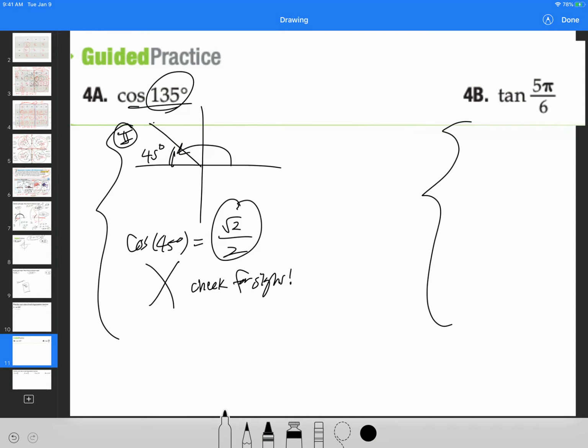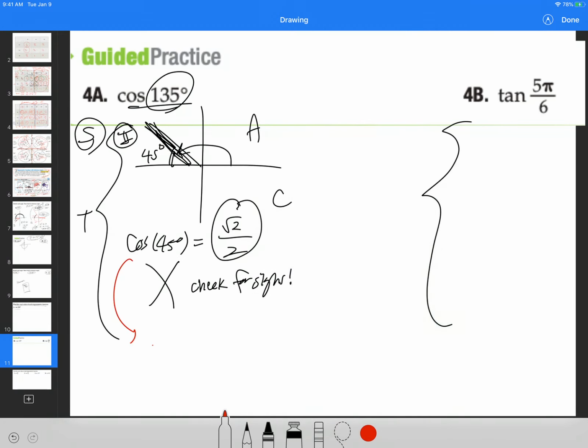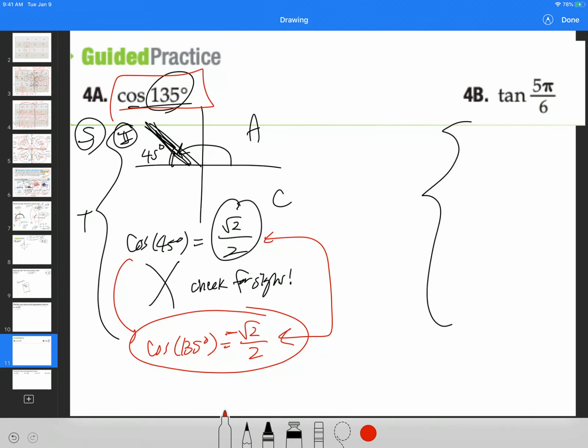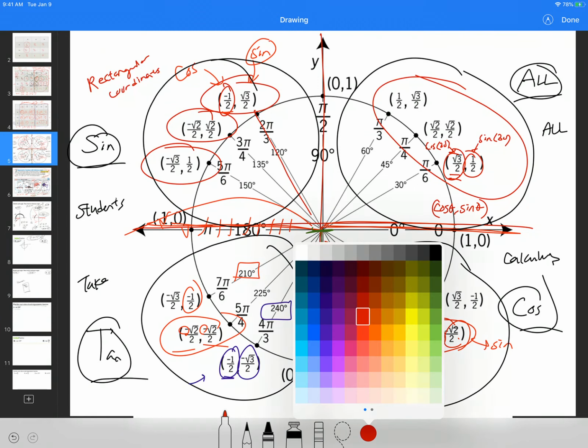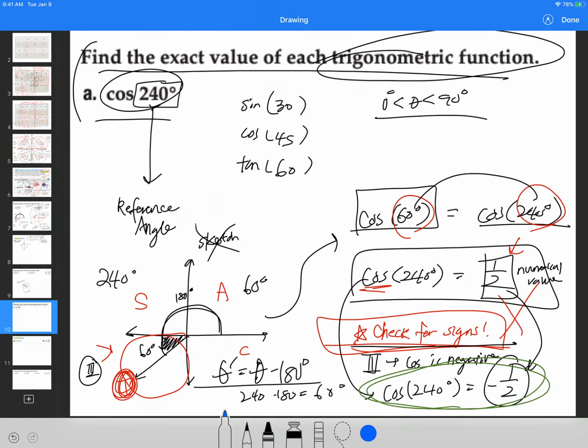Notice my terminal side ends up in the second quadrant. Second quadrant means ASTC: sine is the only one that is positive. So cosine of 135 degrees, because that's the question they're asking you to solve, should be root 2 over 2, the same value as cosine of 45, but you just have to put a negative sign in front of that. And when you go back to your chart, this should be a good way to check your answers only. For the sake of checking your answers, cosine of 135 is negative, so you know you're right.